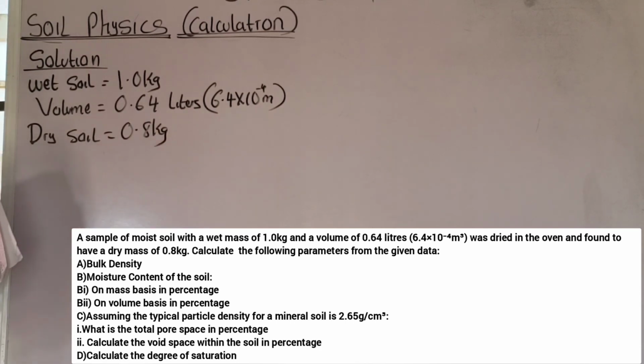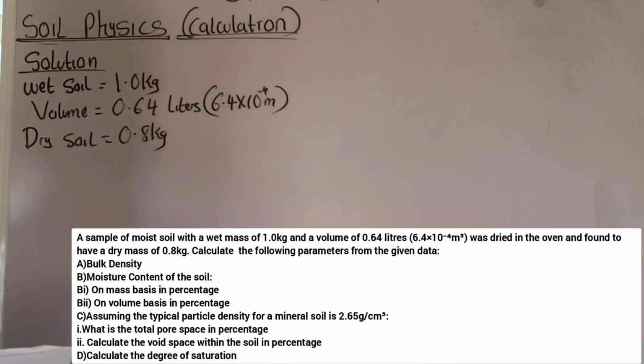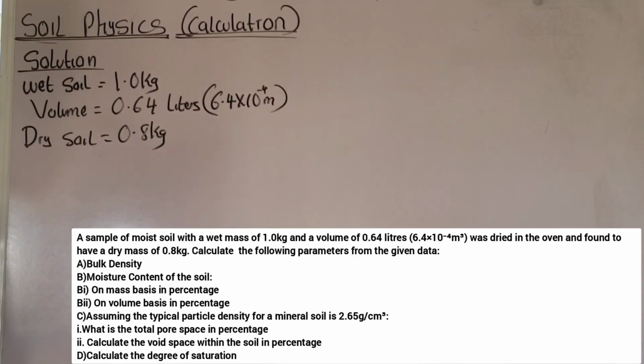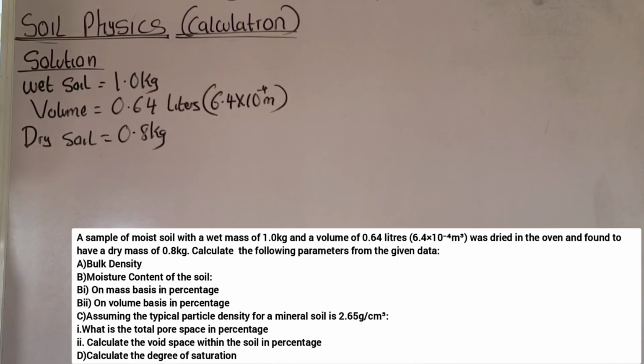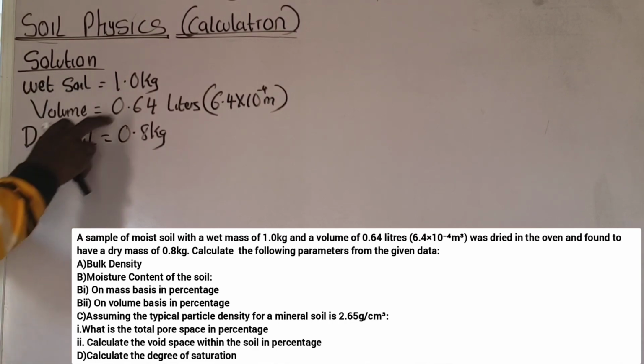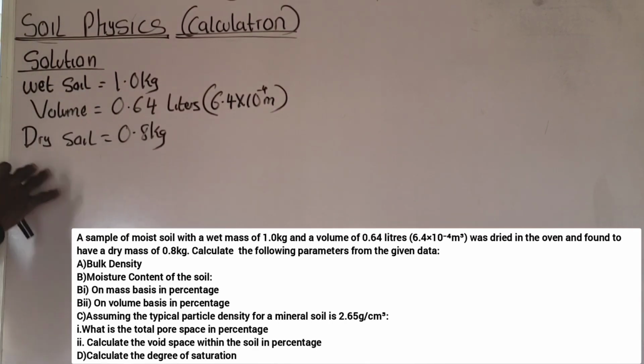Now let me quickly explain this. The reason why the weight of the wet soil is higher than the weight of the dry soil is because, having been oven dry, the water content was removed. The water content of the soil plus the mass of the soil is what makes 1.0 kilogram. Wet soil consists of soil and water. So the water content and the mass of the soil make the weight of the wet soil higher than the weight of the dry soil. Now, when the soil is oven dry, the weight is reduced to 0.8 kilogram. That is, having been oven dry, the water content is removed.